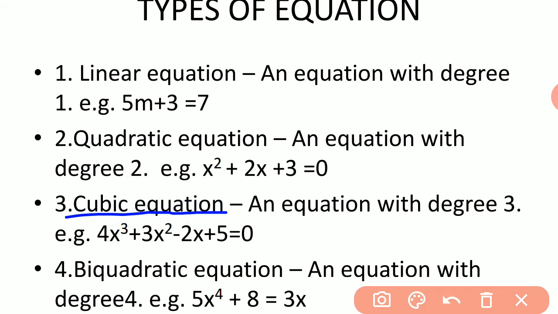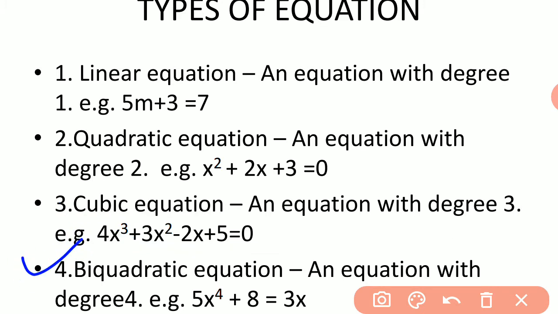Cubic equation. When degree equal to 3, then the equation is known as cubic equation. For example, 4x cube plus 3x square minus 2x plus 5. This is the example of cubic equation. Here the highest power of variable x is 3. So this equation is known as cubic equation.